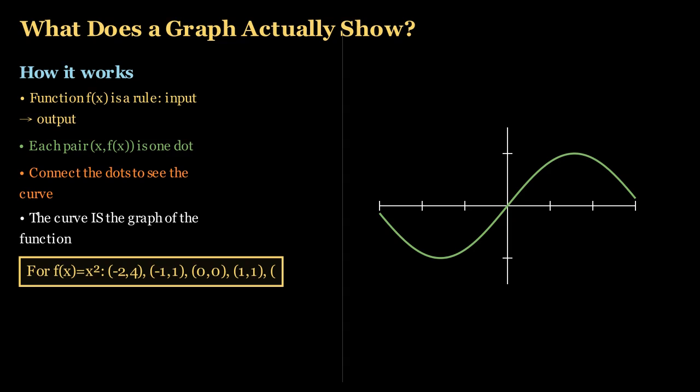Let's use a graph to solve a real problem. You toss a ball straight up. Its height in meters after x seconds is given by the rule 20x minus 5x squared. We want to know its maximum height. Instead of guessing, we build the graph. First, we make a table.